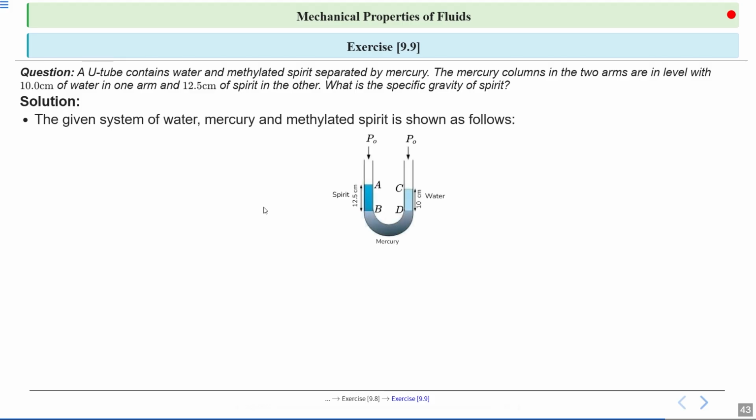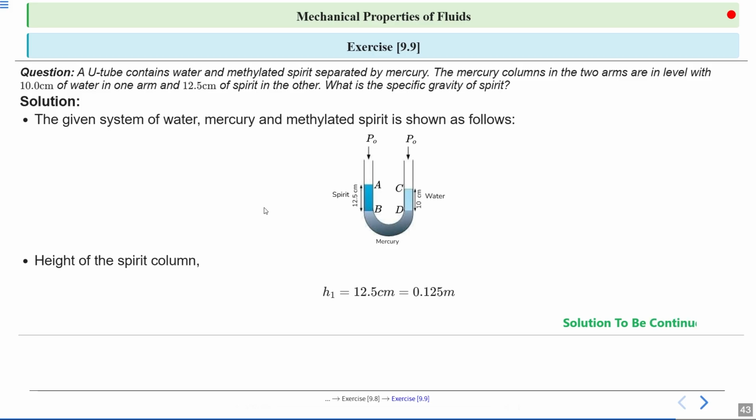The given system of water, mercury and methylated spirit is shown as follows. Here the height of the spirit column is 12.5 cm. In meter it will be 0.125 meter. Always remember to use SI units in calculations to keep things consistent and avoid mistakes. Here the pressure at this column is P naught and in this column is also P naught. And spirit is 12.5 centimeter AB and CD water is 10 centimeter.